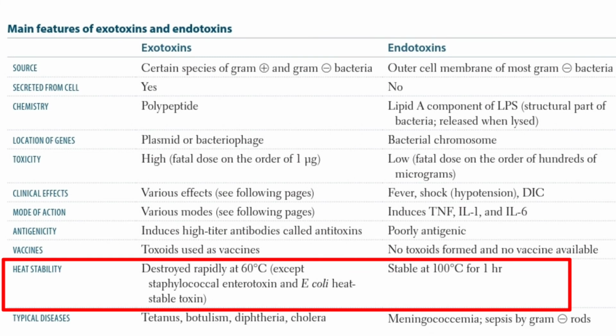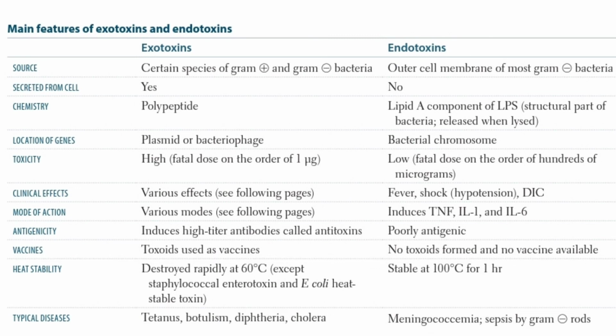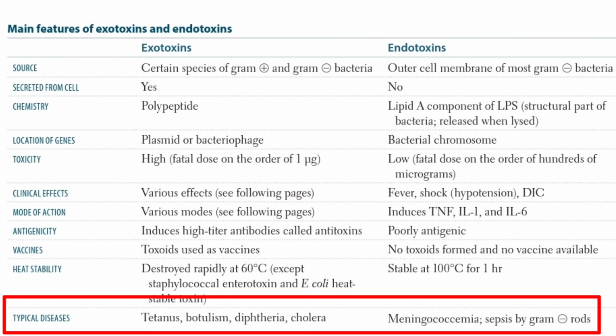Talking about heat stability, the exotoxins are destroyed rapidly at 60 degrees Celsius, except Staphylococcal enterotoxin and E. coli heat stable toxin. The endotoxins are stable at 100 degrees Celsius for at least 1 hour. Typical diseases caused by the exotoxin are tetanus, botulism, diphtheria, and cholera. The diseases caused by the endotoxin are meningococcemia and sepsis by various gram-negative rods.